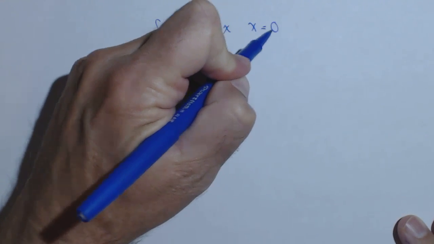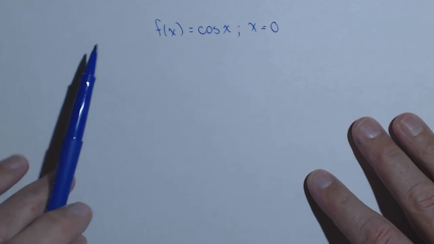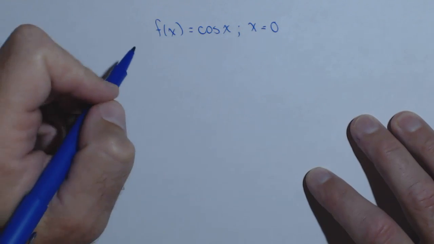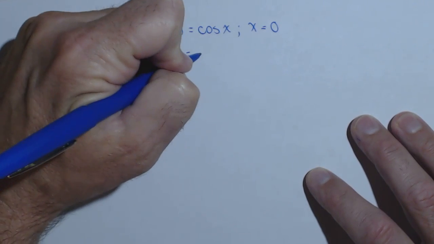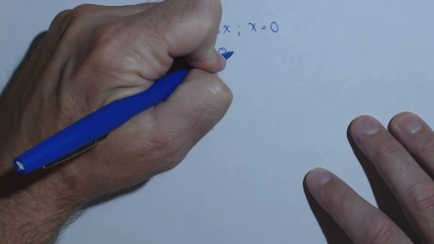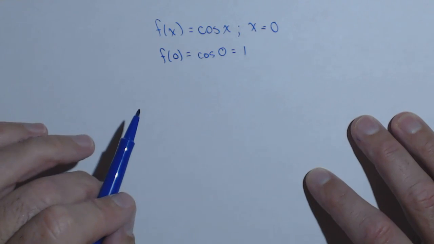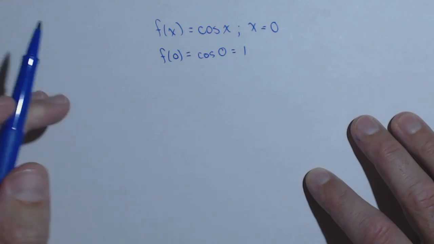So in this video, we're going to look at how to find the nth degree Taylor polynomial for cosine of x centered at 0. So first thing we do is we evaluate our function at 0 to see what we get, and we get cosine of 0, which is 1. So that'll be our very first term of our 0th degree Taylor polynomial.